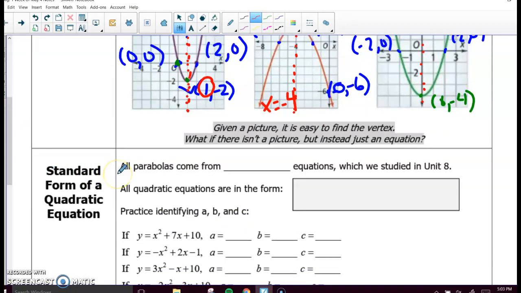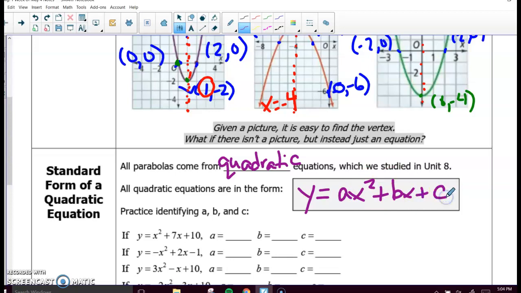Standard form of a quadratic equation. All parabolas come from quadratic equations. As we learned in Unit 8, quadratic means an exponent of 2. So all quadratic equations are in the form y equals ax² plus bx plus c, where a, b, and c are numbers, and a cannot equal 0.